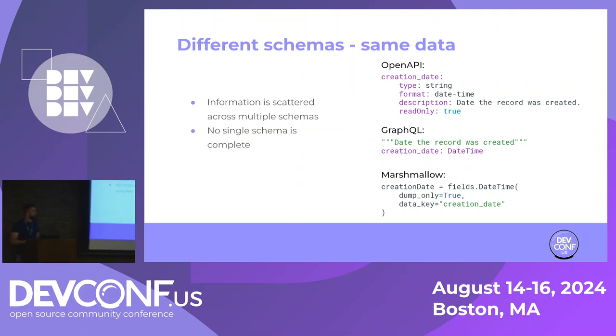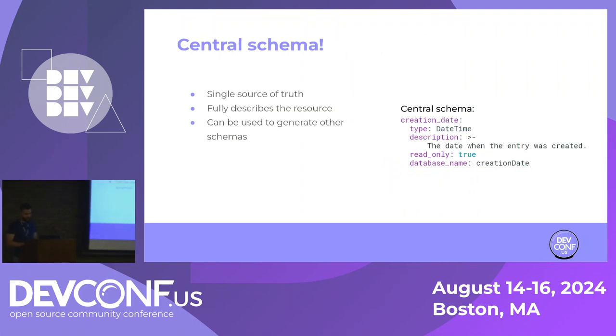Also, as was said, our API grew in size. Those schemas were also growing. It was hard to preserve parity between them, and it was hard to contribute to our API without a mistake. So we realized that we need to find a better way to tackle this. And this is our solution.